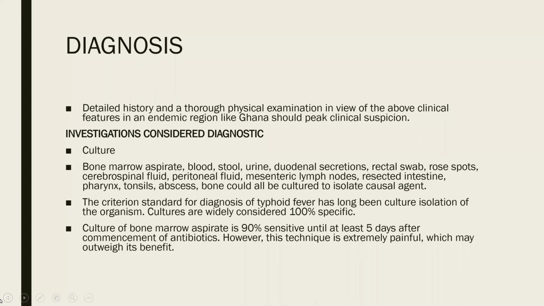So for the diagnosis of enteric fever, what are we looking at? We are in an endemic region for typhoid. So what we want to do is take a very good history and a thorough physical examination in view of what we looked at in the previous slides. You look at the patient and assess all the other things that we looked at in the clinical features. And then your index of suspicion should be high in a region like ours.